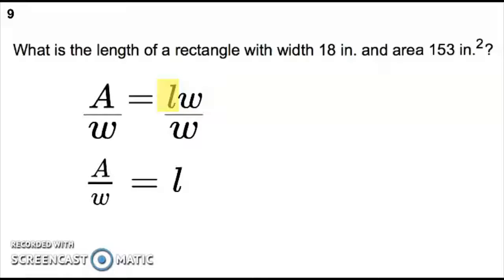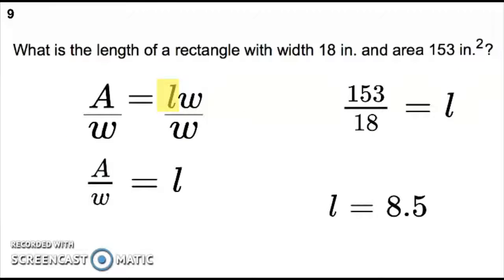So now I'm going to substitute in my given information. A, or my area, is 153. W, or my width, is 18. So 153 on top, 18 at the bottom, would equal L. So 153 divided by 18 will give me 8.5, so 8.5 inches for L for number 9.